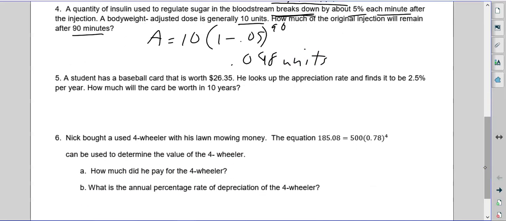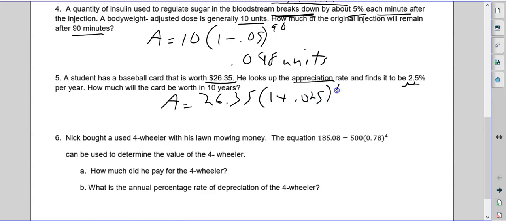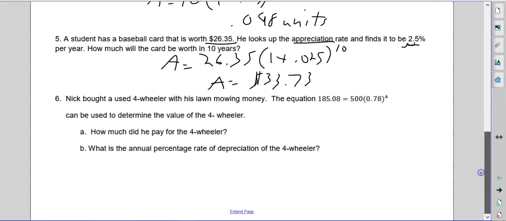Number 5, student has a baseball card worth this much. That's our starting amount. 26.35. It wants to appreciate, so that's plus 2.5, 0.025, and it wants to know what it will be worth in 10 years. So that is $33.73.